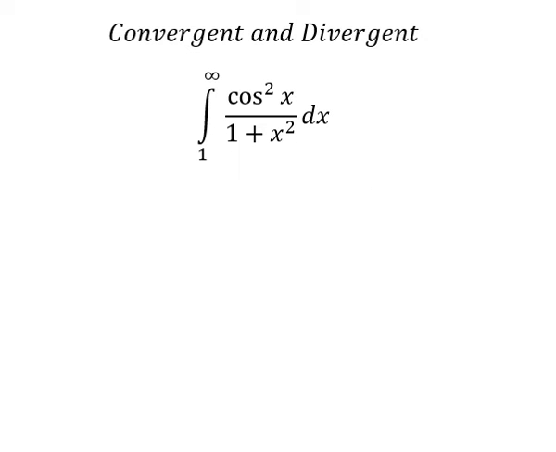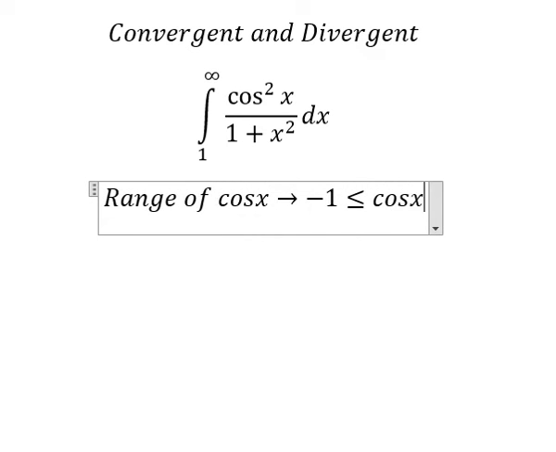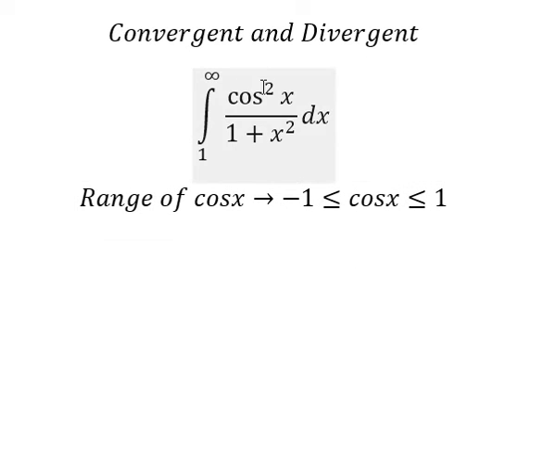We know that the range of cosine x should be from negative 1 to positive 1. Now if I put power 2, this one is an even power, and now the range of this one should be from 0 to positive 1.